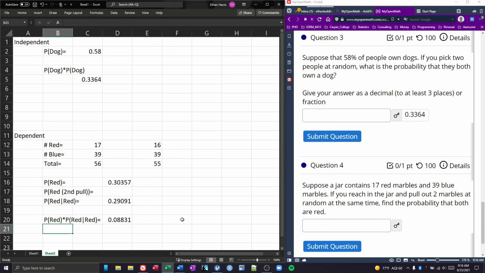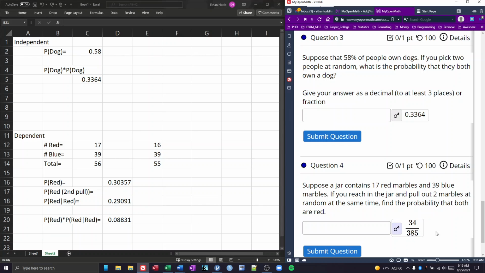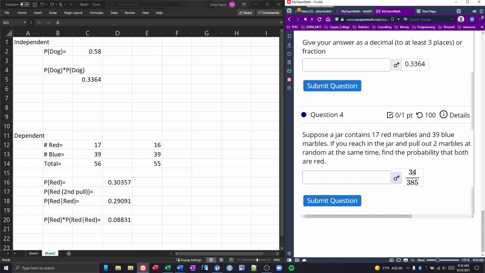Or 0.08831. And if we do it in fractional terms, we should get this guy. Let's just double check and make sure that that actually is the right thing. 34 divided by 385. And indeed, we got the right answer. So anyhow, that's how we do these multiple pulls, or these kind of multiplication problems, when we are dealing with both an independent situation where one event occurring does not affect the second event, and dependent where one event does affect the second event. Hope that helps you out with your calculations on your individual projects.